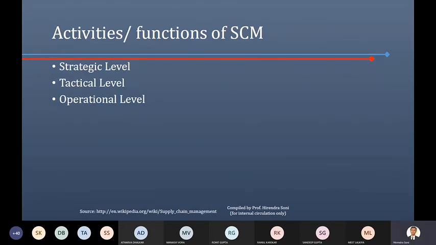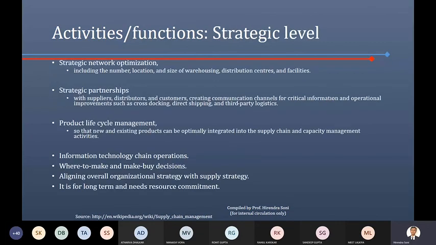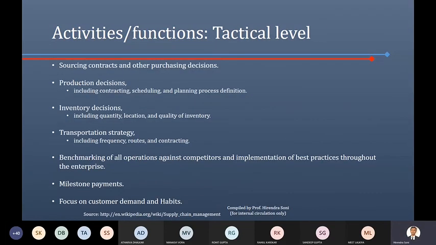Supply chain management functions can be broadly categorized into strategic, tactical and operational level activities. So इसमें जो आपका network optimization, strategic partnerships और ये सब की हम बात कर रहे थे, that goes under your strategic level. Okay. Second, जो भी अभी हमने डिस्कस किया tactical में, जैसे आपका transportation strategies वगैरह हो गया, that goes in the tactical level. Inventory decisions, production decisions, benchmarking, ये सब आपका tactical level पे आ जाएगा.